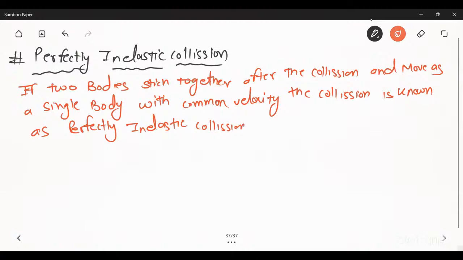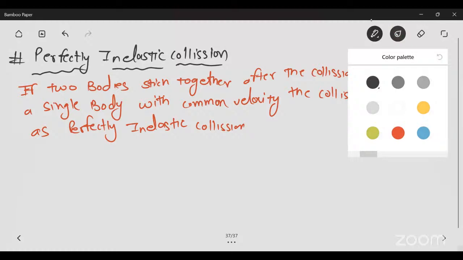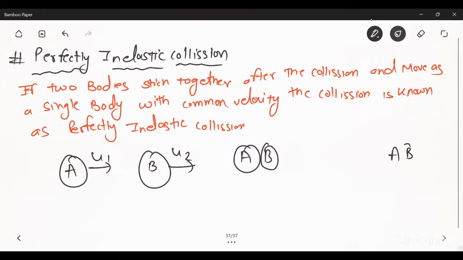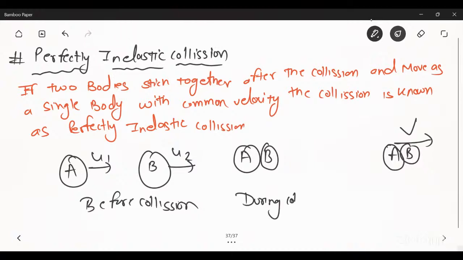Okay, now take the example. Suppose body A moves with velocity u1, body B moves with velocity u2. During collision, they will stick together, and after collision, they will move with the common velocity v. That is known as perfectly inelastic collision. That was before collision, during collision, and after collision.